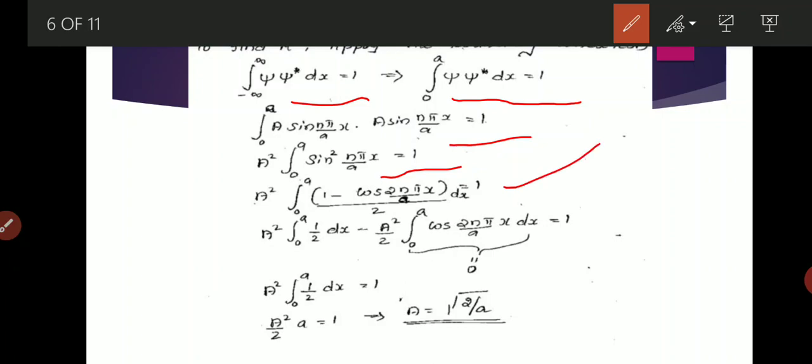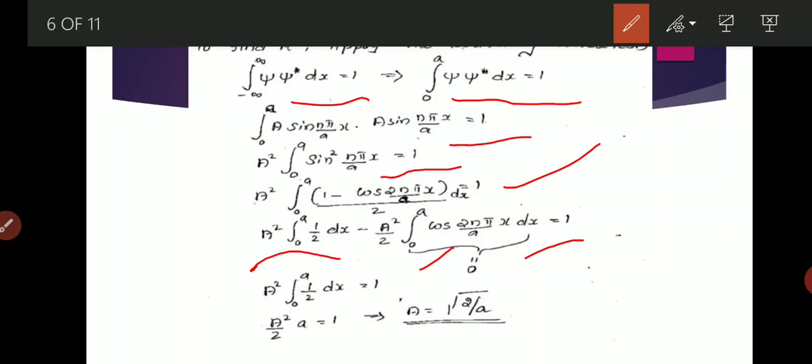When we split this, A square into the integral from 0 to a of 1/2 dx, minus A square by 2 times the integral from 0 to a of cos (2 n pi by a) x dx, is equal to 1.